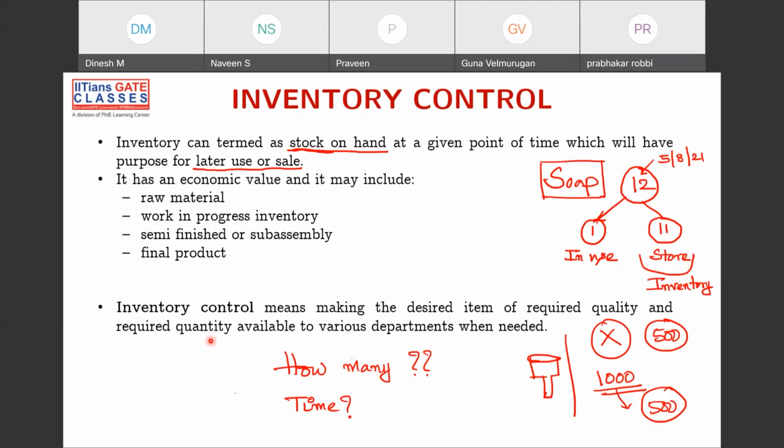That means inventory control means making the desired item of required quality and required quantity available to various departments when needed. Quality is also important. Okay, sir, suddenly I'll buy some 100 soaps and keep them in my garage, in my cupboard. I will use it throughout the year.